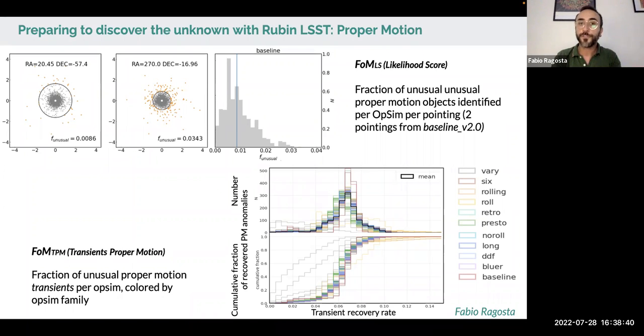So we measure the fraction of transients with a measured proper motion, and it's shown in the plot that I indicated to you. The top panels show the distribution of the transient recovery rate, and the bottom panels show the cumulative fraction of the histogram itself, measured for each opsim in the version 2.0 simulation. Next slide, please.